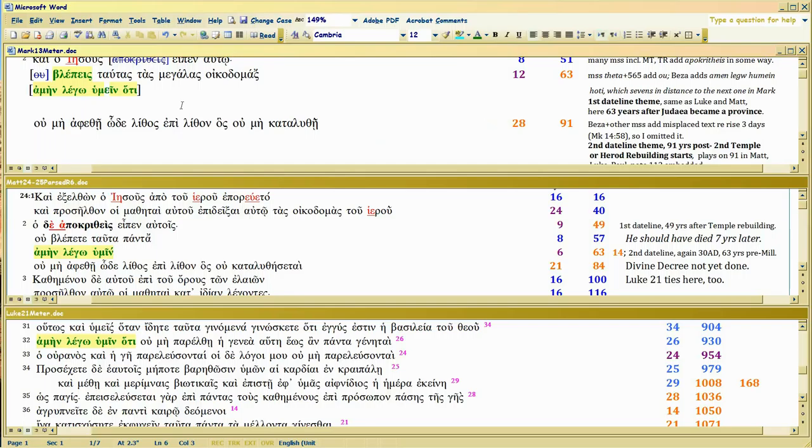See, this ends up being 28 in length. If that's not there, it's not there. And there's no dateline here. And then it's like, wow.